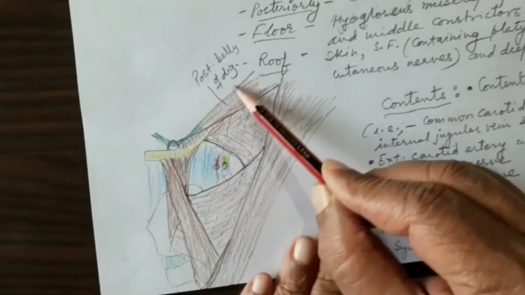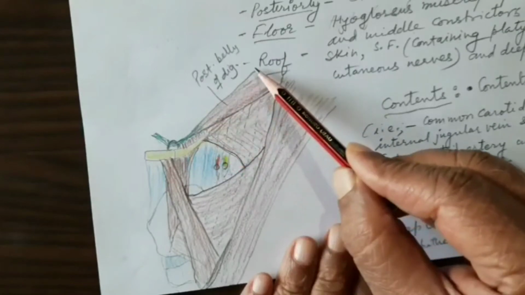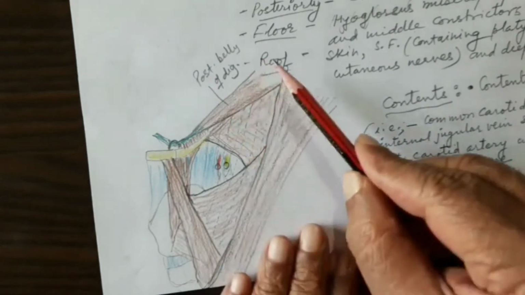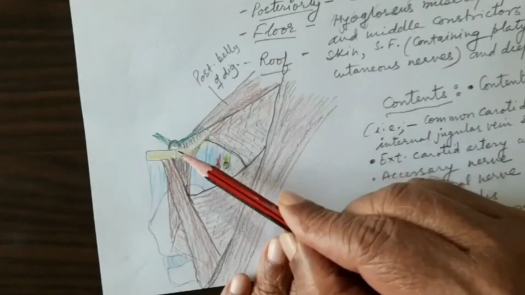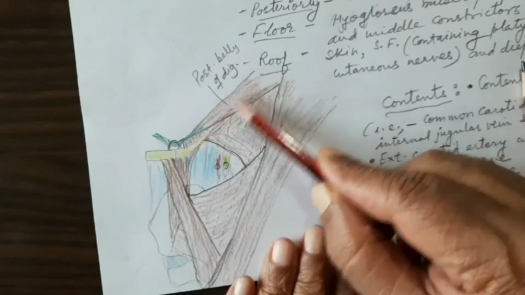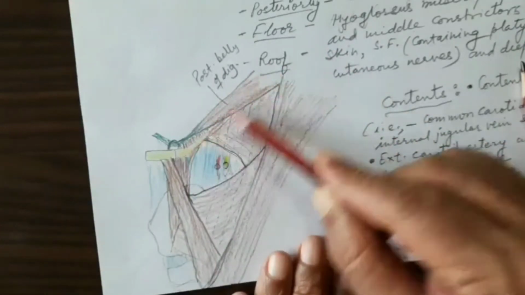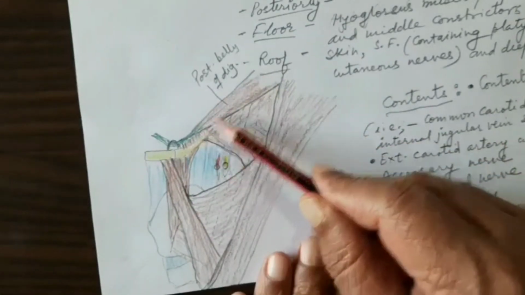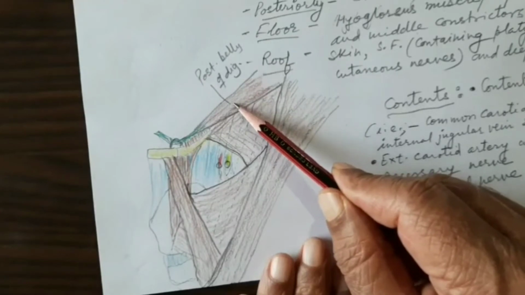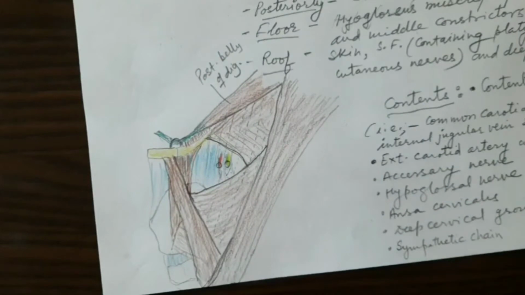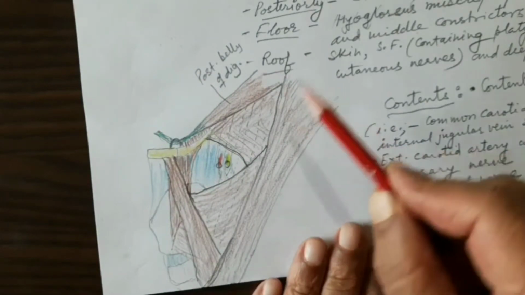Just above the posterior belly of the digastric, running along with it, taking origin from the styloid process, is another cylindrical muscle which will attach to the hyoid bone here, called the stylohyoid muscle. I have not drawn this, just to keep the whole diagram clear. So the stylohyoid muscle and the posterior belly of the digastric form the superior boundary of the carotid triangle. Please keep on noting in your notebook.